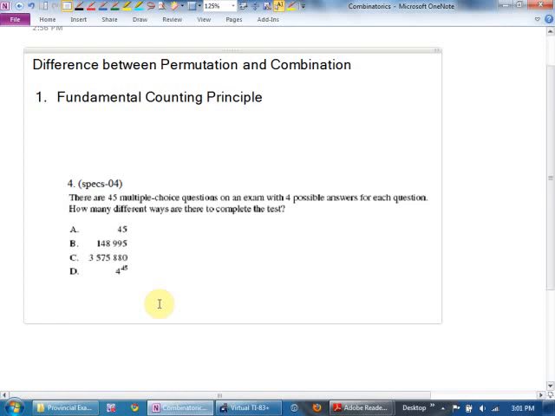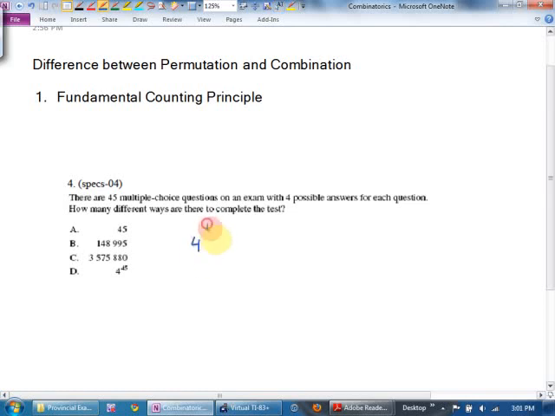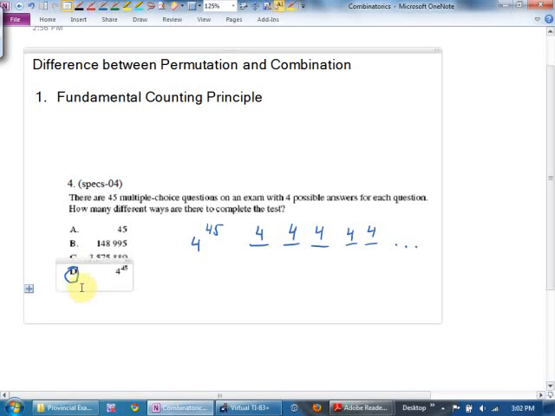Four. This is going to end up being 4 to the 45th, because what we would have done is we would have drawn 45 blanks and we would have said four choices, four choices, four choices, and so on. We would have done that 45 times and then we would have said, oh, 45 fours in a row, that's 4 to the 45th. That's an example of the fundamental counting principle. We didn't get fancy, we didn't bring in any permutations or choose or anything like that.